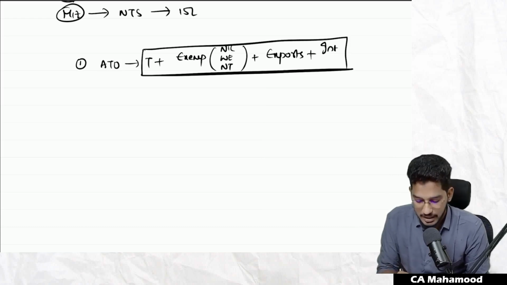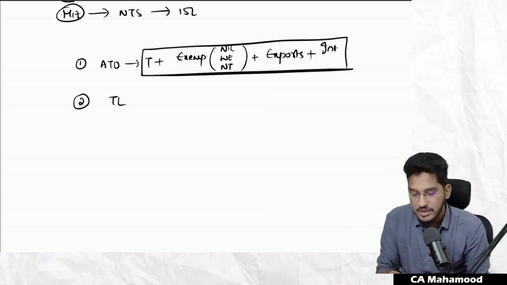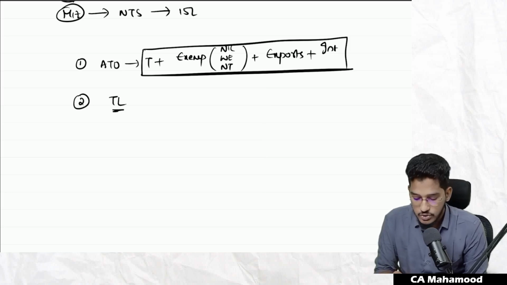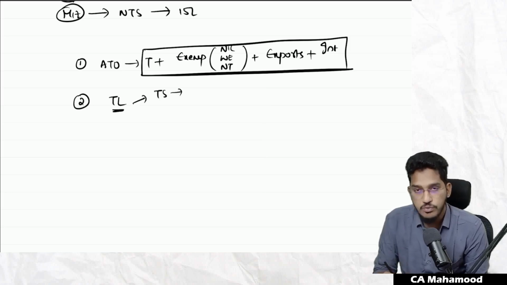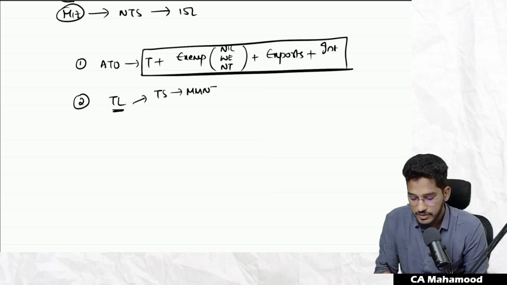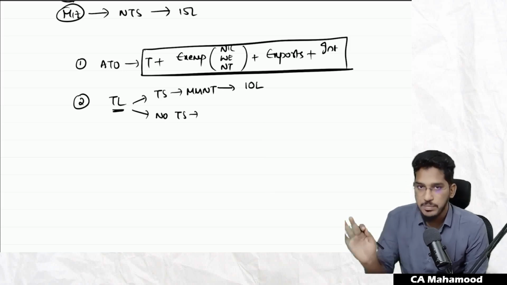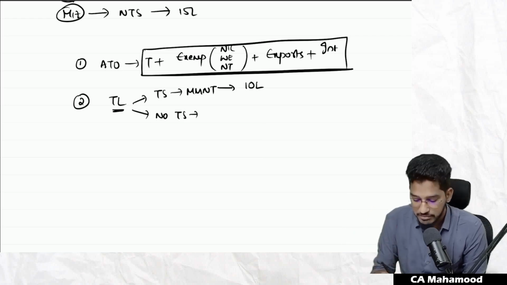Once you have calculated the aggregate turnover, the second step is checking the threshold limit. How to check the threshold limit? First, you need to check, is he making any taxable supply from four special category states, MMND? If yes, applicable threshold limit is 10 lakh rupees only. If he is not making any taxable supply, no supply from MMND or no taxable supply from MMND. In both the cases, the threshold limit will be 20 lakh rupees.